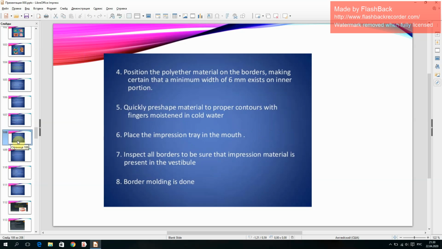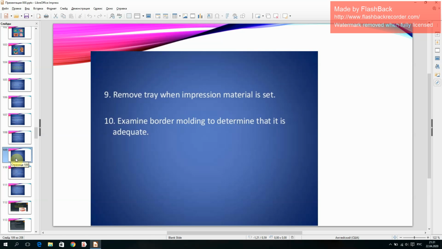Position the polyether material on the borders, making certain that a minimum width of 6 mm exists on the inner portion. Quickly pre-shape material to proper contours with fingers moistened in cold water. Place the impression tray in the mouth. Inspect all borders to be sure that impression material is present in the vestibule. Border molding is done. Remove tray when impression material is set. Examine border molding to determine that it's adequate.